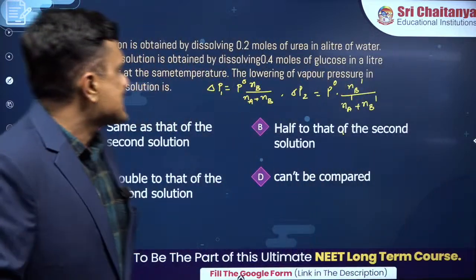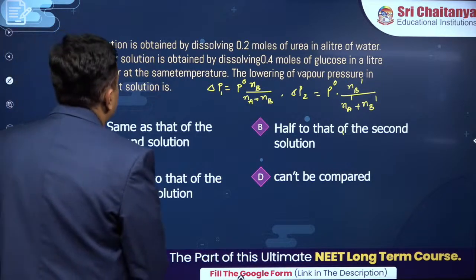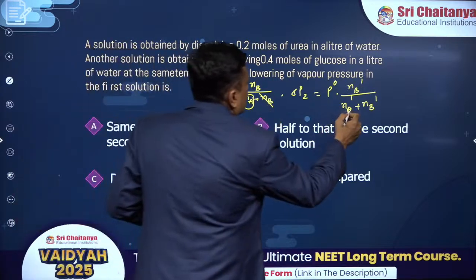Okay. Now you see, a solution obtained by dissolving 0.2 mole of urea in a liter of water. So you can see relatively the amount of solvent is greater. So you can neglect this value. You can do that.